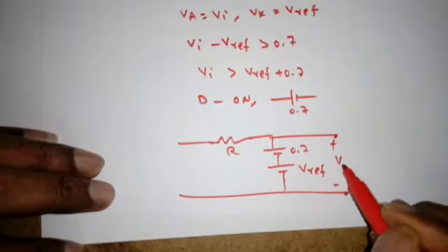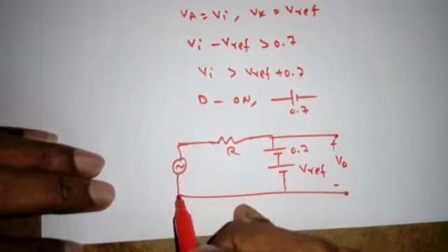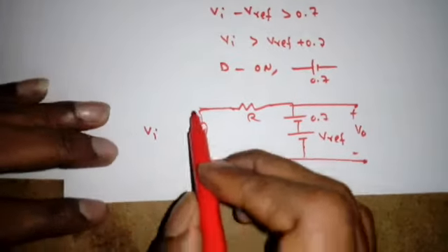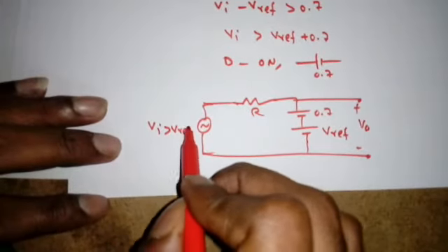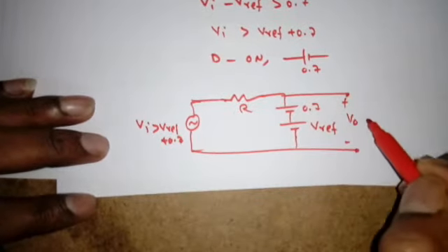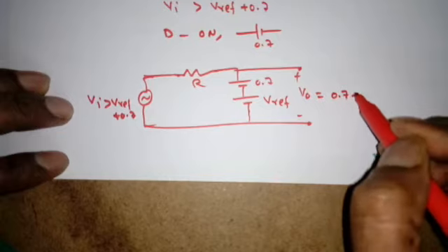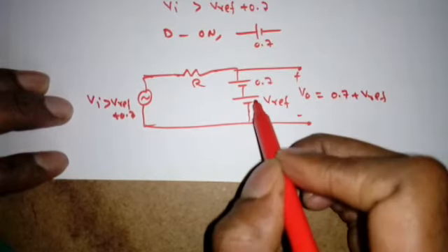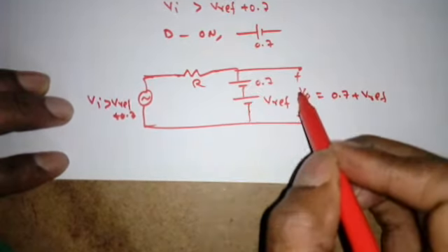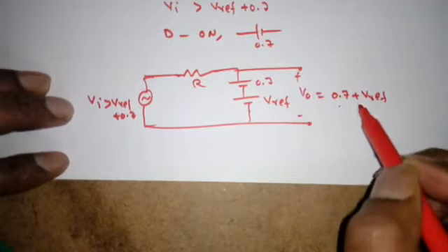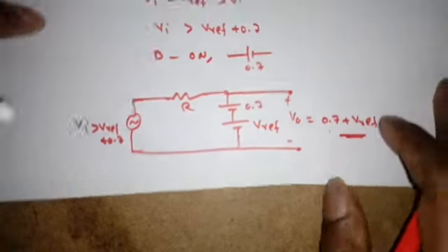This is V0. This is Vi, which will be greater than V ref plus 0.7. Now tell me what is V0. So apply KVL. So what we will get? 0.7 plus V reference minus V ref minus 0.7 plus V0. So V0 is equal to 0.7 plus V reference. This is the first condition.